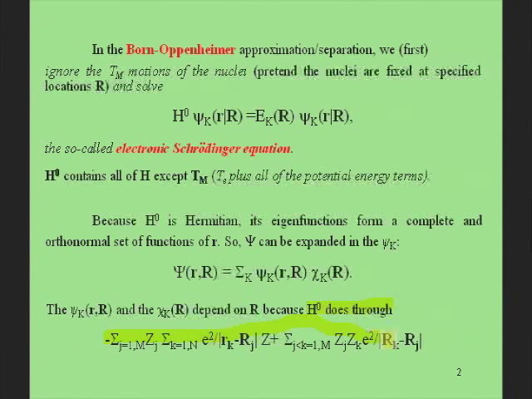So H0 is not an operator in the nuclear coordinate space, but it still depends, we say parametrically, on where the nuclei sit. As a result, this Schrodinger equation, H0 psi k equals ek psi k, has wave functions that are functions of the electronic coordinates, because H0 is a differential operator in those coordinates, but the wave functions and therefore these ek energies still depend upon where the nuclei are sitting.